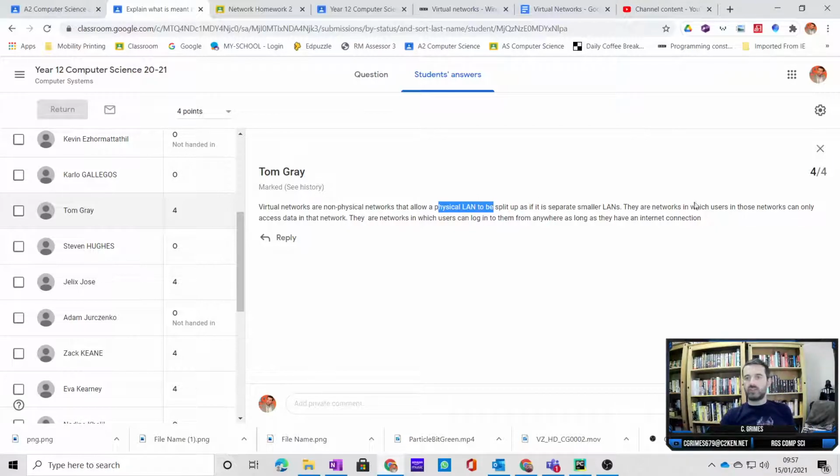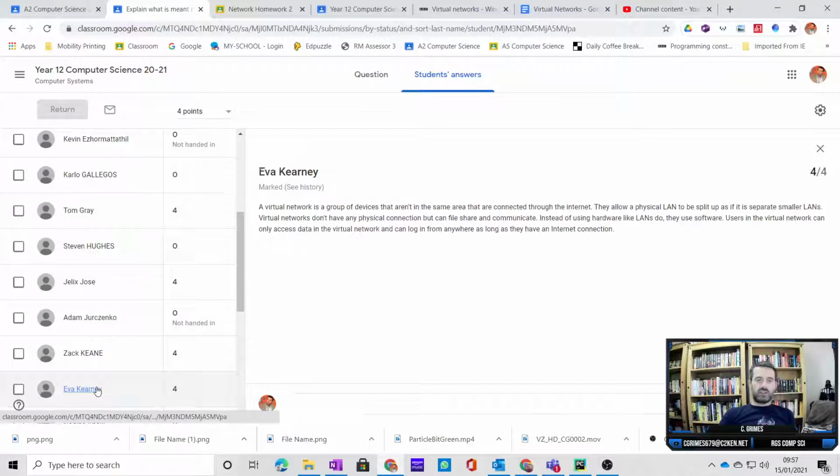2 mark points, they are networks in which users in those networks can only access data within that. And again, I would have liked an example there, for example, C2K or Google Classroom within C2K, but still a mark point. They're networks in which the users log on from anywhere as long as they have an internet connection. This idea that it can be defined over the internet connection. Tom's given me 4 points and each of them worthy of a mark point.